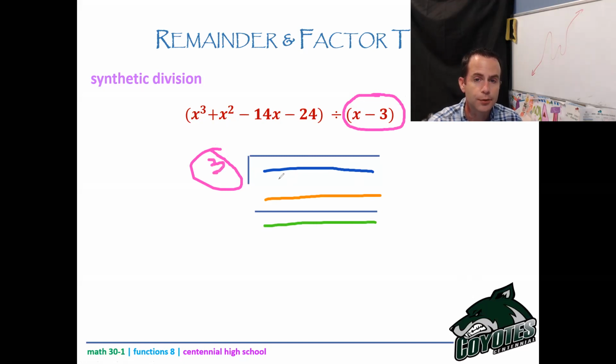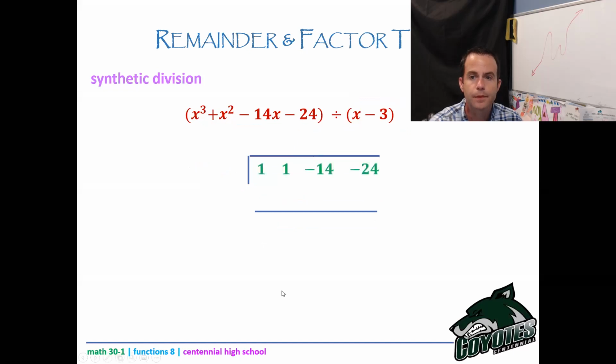So we stick a 3 out there, and then we're going to stick the coefficients of this guy right in here. So when we do that, that would look like this. Take that ink off for you. Okay, so we've got 1, 1, neg 14, and neg 24. And then we've got a 3 on the outside.